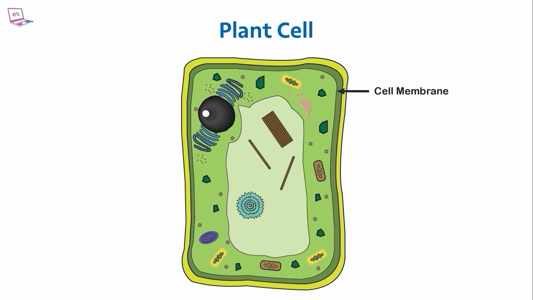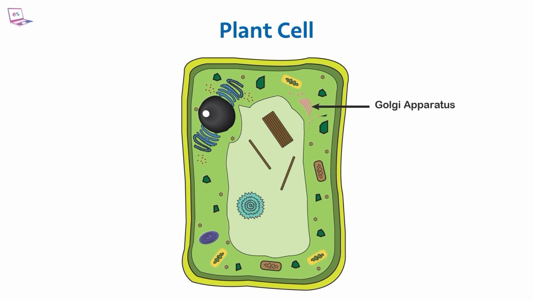Cell membrane. It separates the plant cell's internal and external environments. Vacuole. This part is responsible for maintaining water balance in plants. Mitochondria. It produces the energy required for the functioning of the cell. Golgi apparatus. It produces large amounts of cell wall polysaccharides.